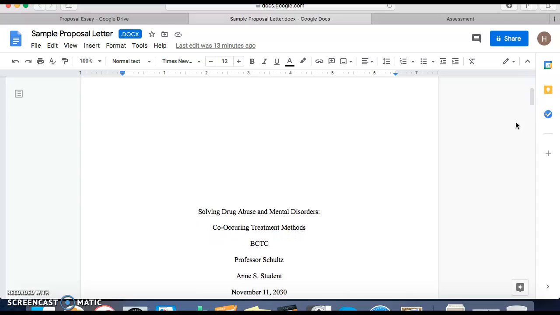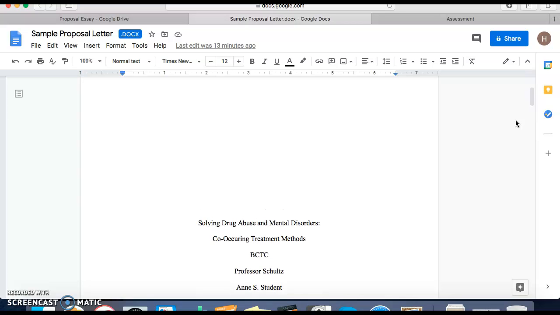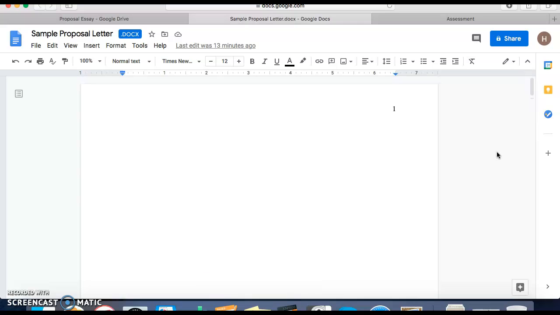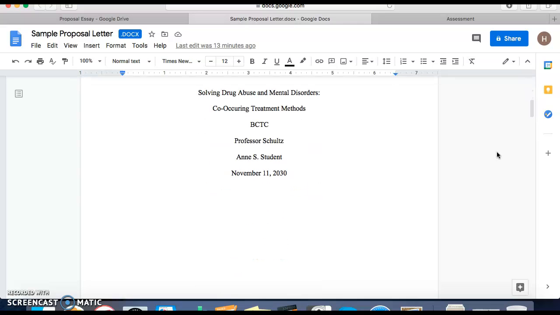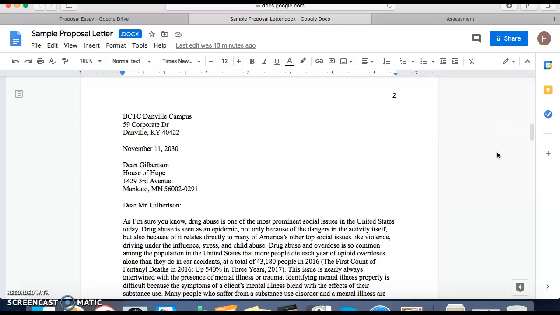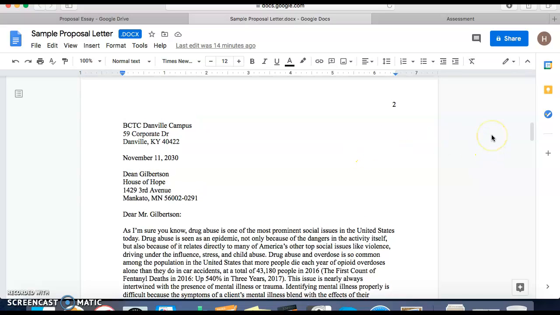So this is an example essay about solving drug abuse and mental disorders through a co-occurring treatment method. This student has included a cover sheet, or a title page. You don't have to include a title page for yours unless you really want to. The real important part of this is going over business letter format. So what you can do is use this sample essay as a template for your own.